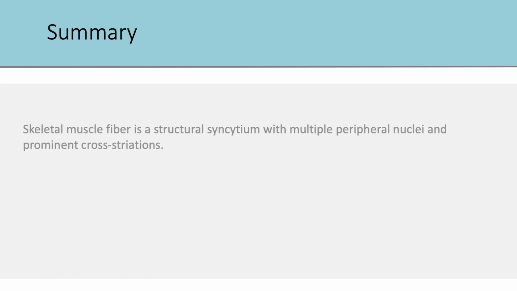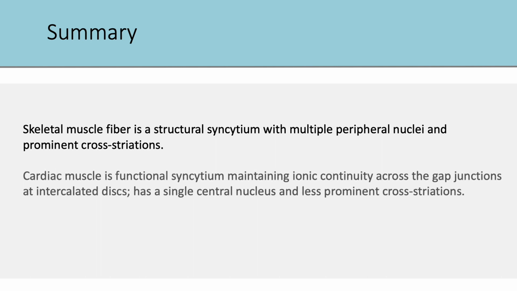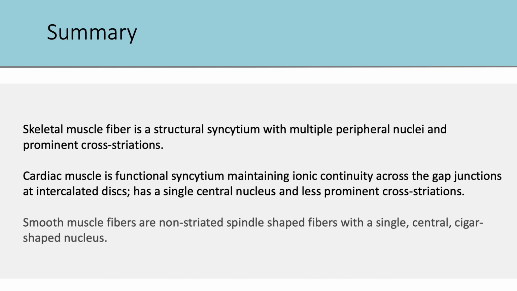So, quickly recalling what we have seen so far, skeletal muscle fiber is a structural syncytium with multiple peripheral nuclei and prominent cross striations. Cardiac muscle is a functional syncytium maintaining ionic continuity across the gap junctions at intercalated discs. It has a single central nucleus and less prominent cross striations. Smooth muscle fibers are non-striated, spindle-shaped fibers with a single central cigar-shaped nucleus.